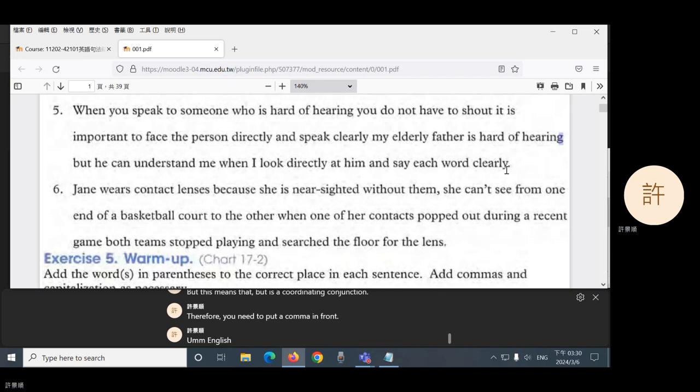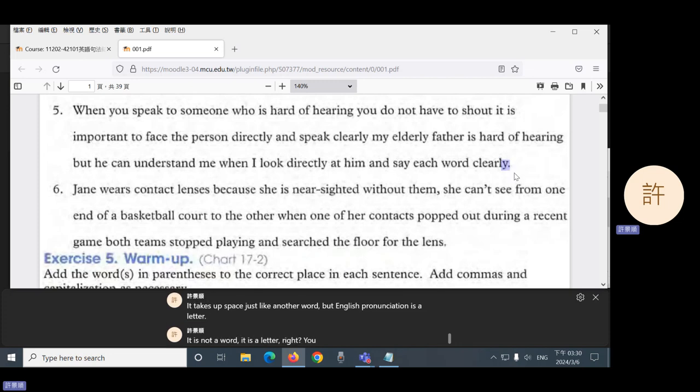English punctuation has one big difference from Chinese punctuation. Chinese punctuation is its own character. It takes up space just like another word. But English punctuation is a letter. It is not a word, it is a letter, right?